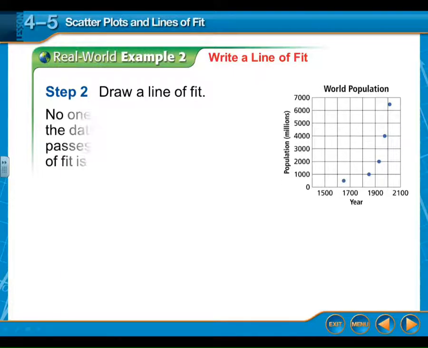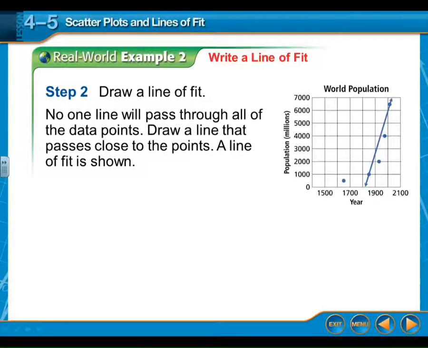Alright, so draw a line of fit. Alright, they drew it with 2 on the bottom, and they drew it through that one with 1 on the top. So a line of best fit, you know, that's pretty subjective sometimes, unless you're using a computer program, which is what we're going to do with Barbie Bungee Jump. No one line will pass through all of the data points, so you want to draw a line that passes close to the points.